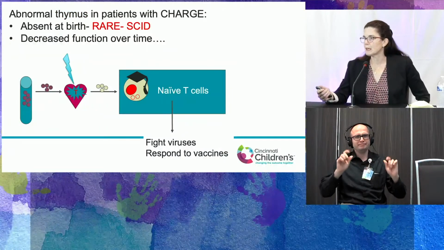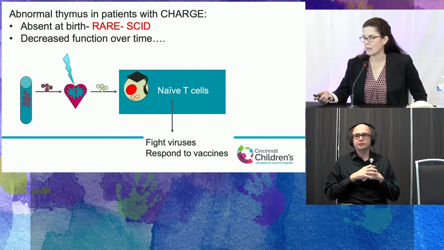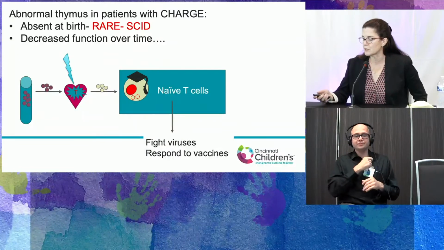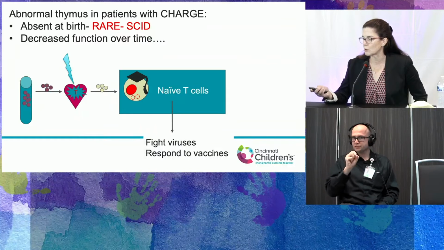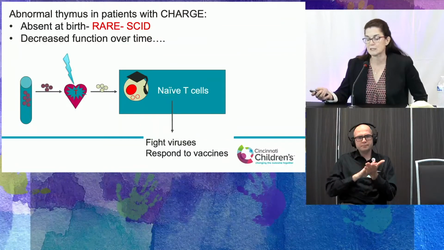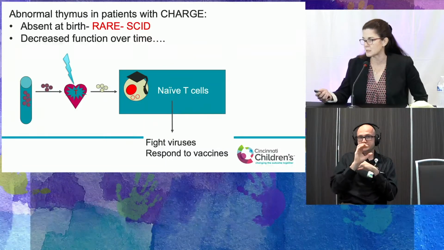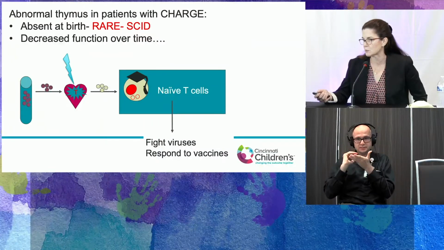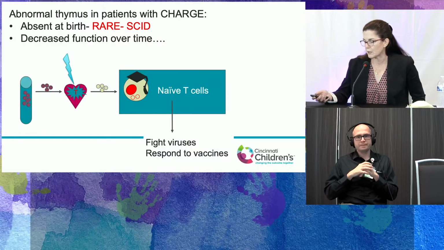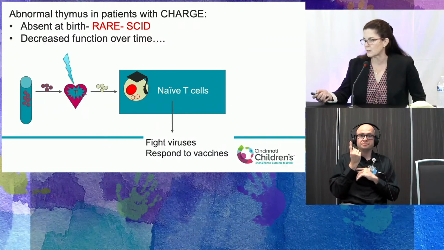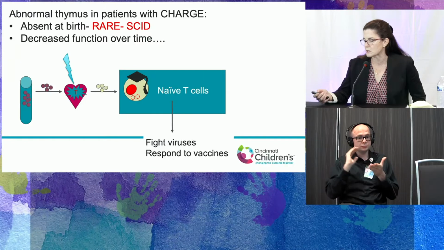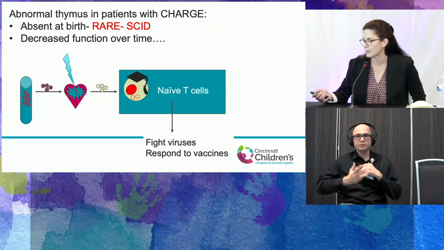So if you have an absent thymus at birth, this is quite rare, and I wrote in here that then you would have SCID. So absent thymus at birth means absent T cells, and as I said, that is a rare disorder. What is less rare is when we see decreased function of T cells and decreased number of T cells over time.